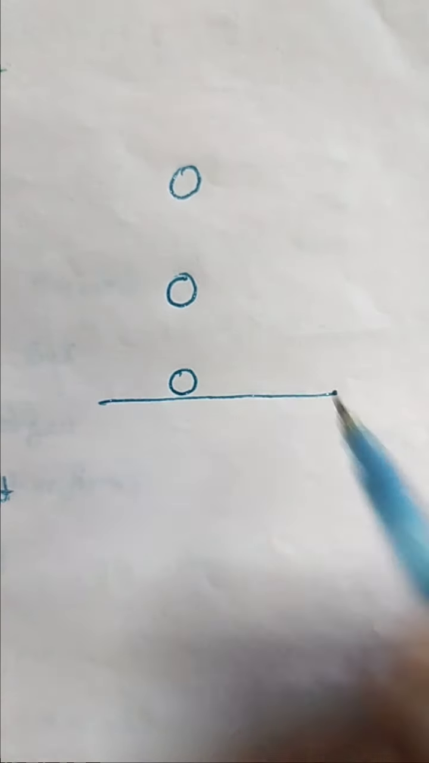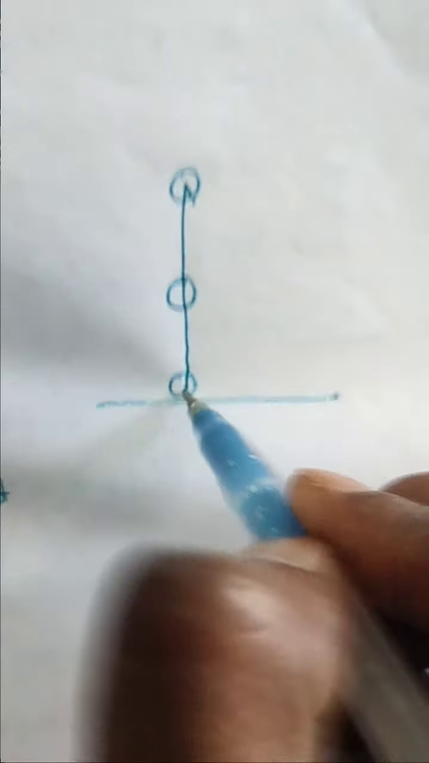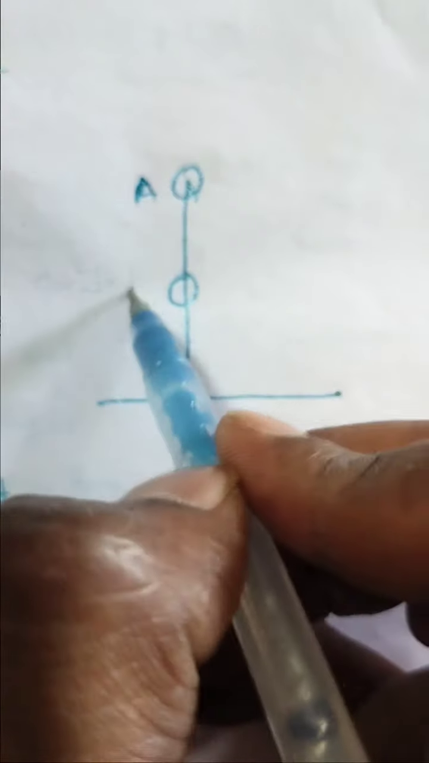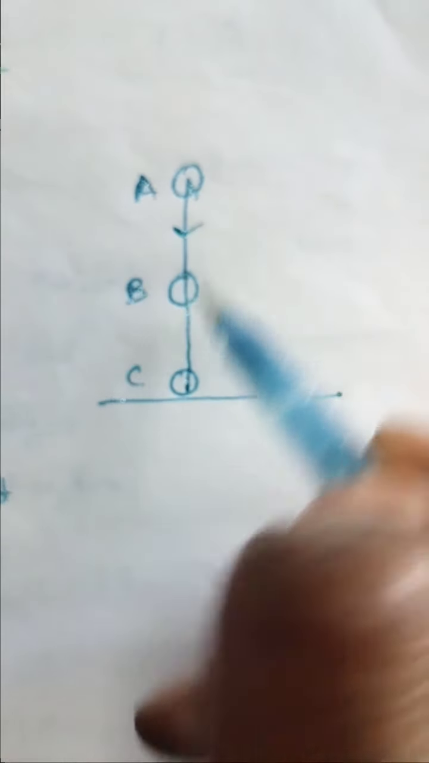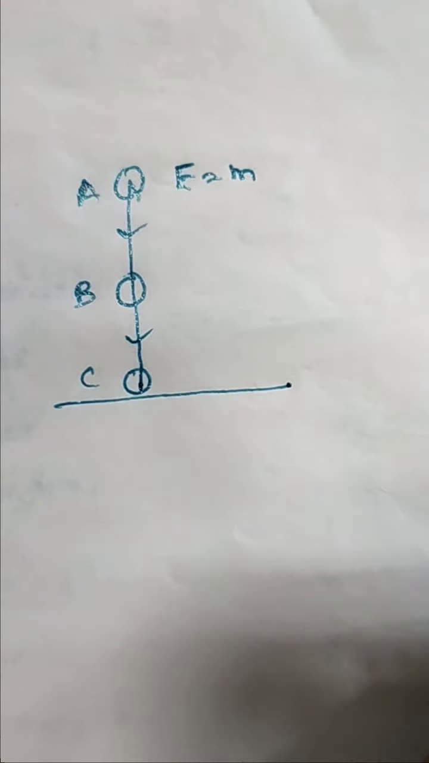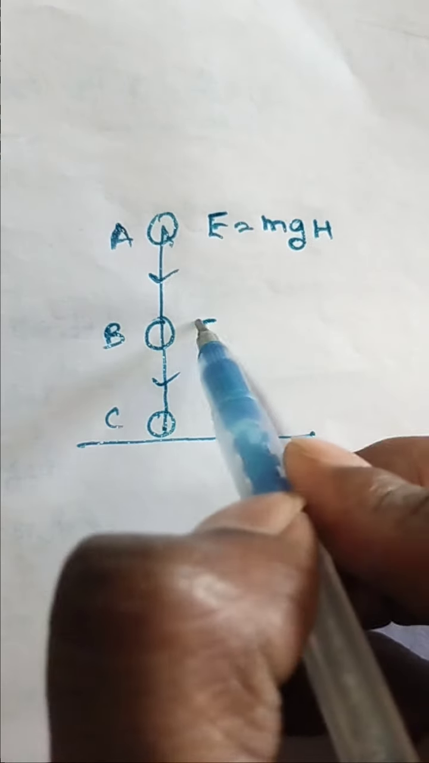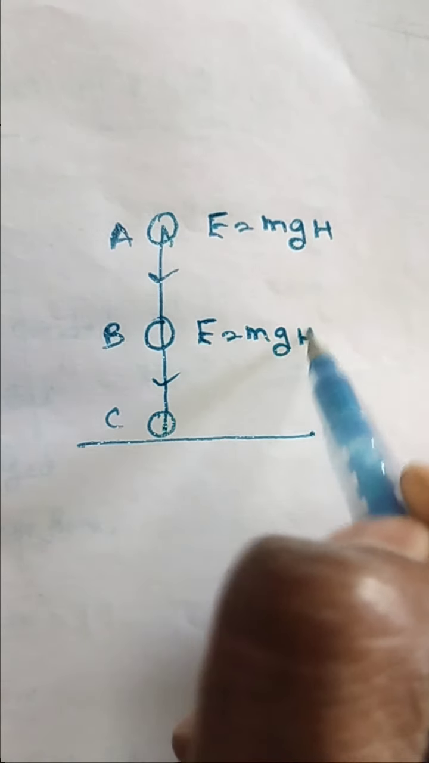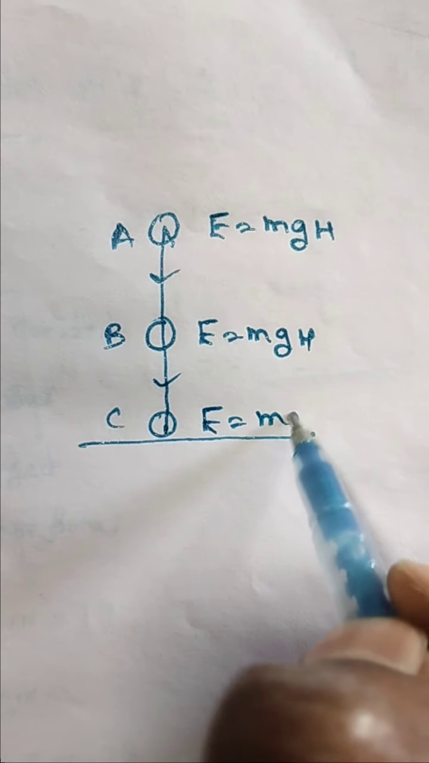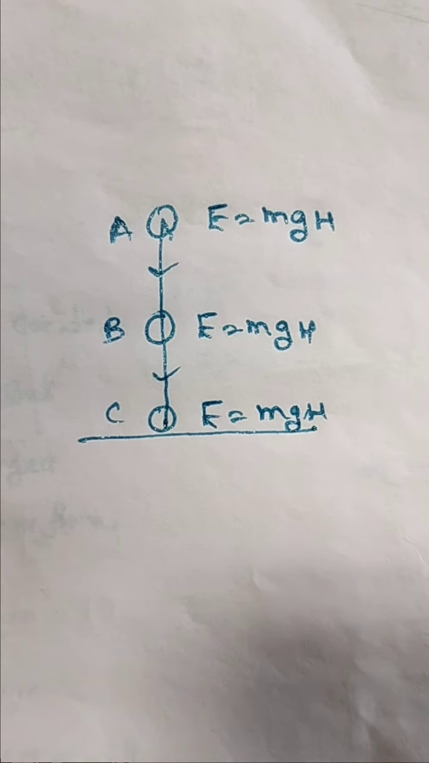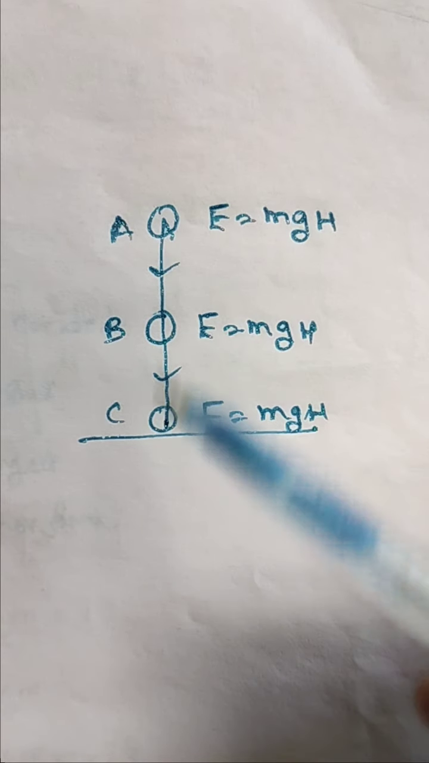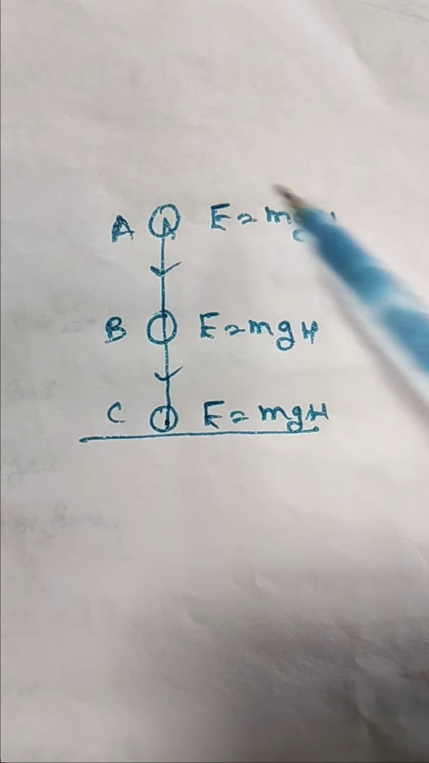What is your observation at the A point, B point, C point here? So this is the A point, this is the B point, this is the C point. It is a freely falling object. What is the total energy at the A point? E is equal to mgH. And at the B point, what is the total energy? E is equal to mgH. At the C point, what is the total energy? mgH. So what is your observation in the freely falling body? The total energy at any points A, B, C is equal.